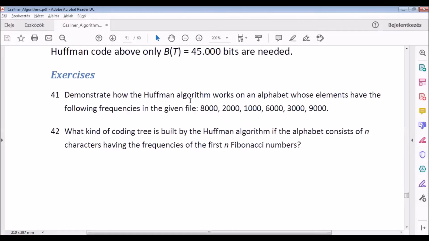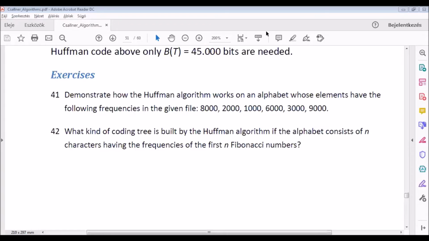Exercise number 42. The exercise asks: what kind of coding tree is built by the Huffman algorithm if the alphabet consists of n characters having the frequencies of the first n Fibonacci numbers? All right, so before doing it, let's think about how it can look like, or what it looks like, without really doing it.